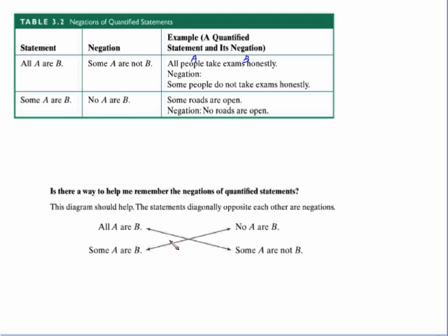It also works this way. If you start out with a statement that fits the format some A are not B, its negation goes back up the diagonal to all A are B. And same thing with this diagonal. Some A are B, the negation is no A are B, and vice versa coming down.